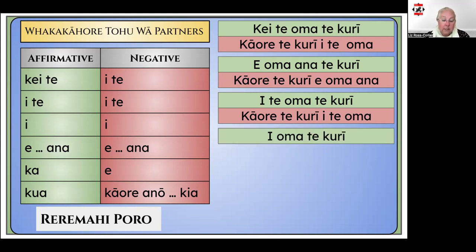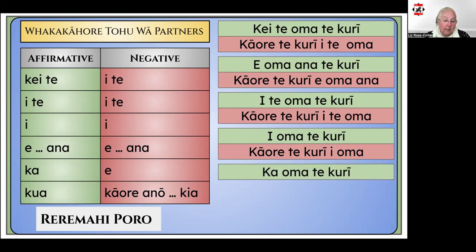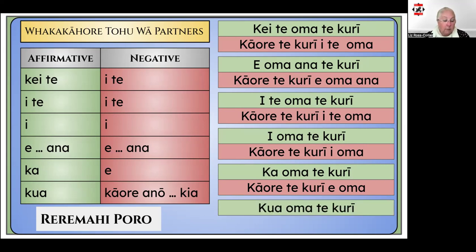I oma te kuri, the dog ran. Kaore te kuri i oma, the dog didn't run. Ka oma te kuri, the dog will run. Kaore te kuri e oma, the dog will not run. And the last one, kua oma te kuri, the dog has run. And the negation, kaore anō te kuri kia oma, the dog hasn't run yet. These are all reremahi poro, so they don't need a taonga for them to make sense.